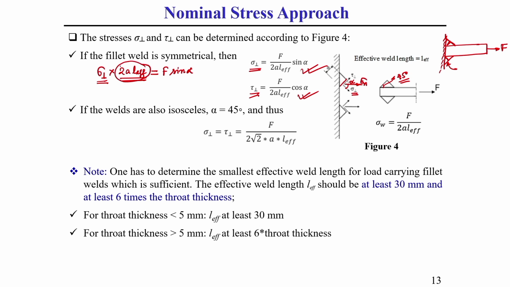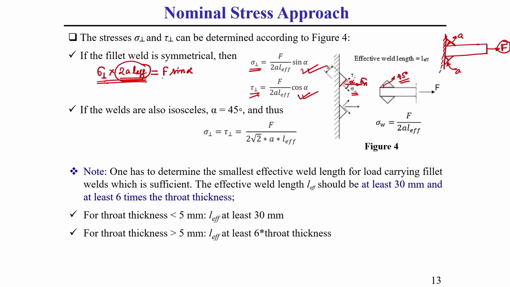Why are we considering 2A? Because you see, one A here, another A here. So these two throats are generally responsible for supporting this load F. That is why we are considering 2A. And let us consider the effective length of the weld as L effective. So, sigma T into 2A into L effective will give us a force.